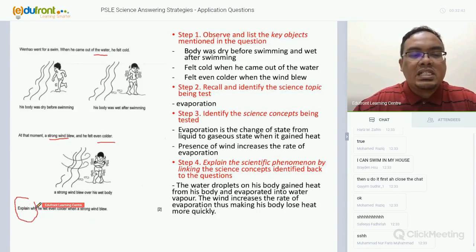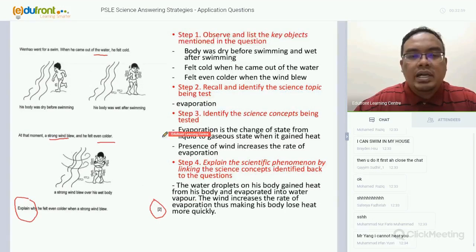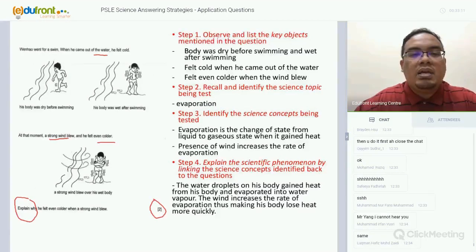As soon as you see an explain question and you see 2 marks, you must be prepared to elaborate your answers fully. You cannot give a slipshod answer of a few words. You must use the scientific concept that you know to apply to the situation. Once we identify the objects, number 2, we need to identify the topic. Step number 2, identify the topic, and we know that this is on the topic of water that you learned in primary 5, more specifically on the topic of evaporation.